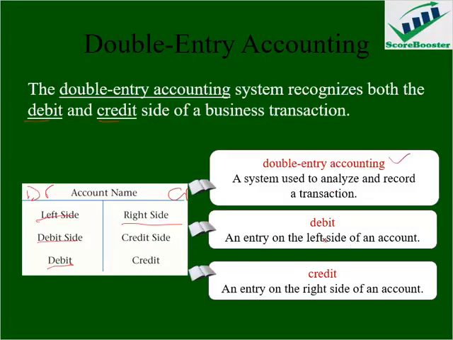An entry on the left side is called debit. An entry on the right side is what we call credit. This is what we call double entry. So we are going to see when we put on the left and when we put on the right. This one we do later on as we move ahead.